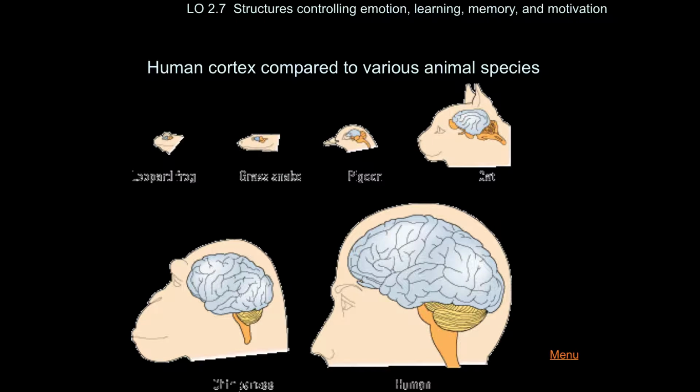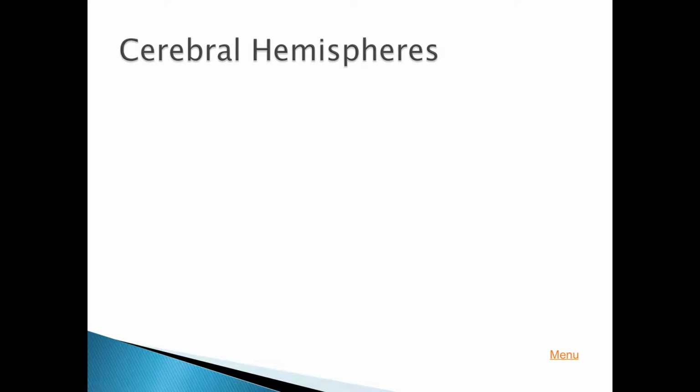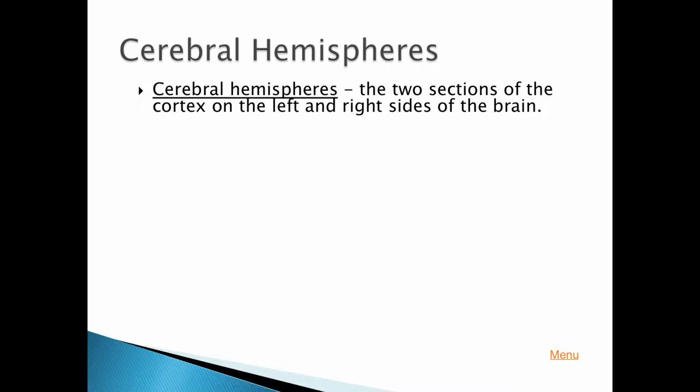And if you look at the human cortex, compared to a lot of other animals, we have a lot more going on than a lot of other animals, right? Which doesn't surprise you, I'm assuming. Okay, so if you look at the brain, it almost looks like there are two sections to the brain, right? We have a right hemisphere and a left hemisphere. We have the right side and the left side.